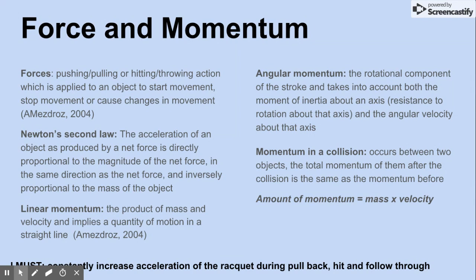constant. As you can see in the video of my forehand shot, my racket lacks acceleration before the collision and nearly comes to a stopping point. Then the acceleration of the swing increases significantly for the hit and follow through. This causes the racket and ball to have less momentum and speed than what it would if the racket's acceleration was constantly increasing during the pullback, hit and follow through, which is what I must do to improve. A perfect representation of this is shown in the video of Roger Federer's forehand shot.